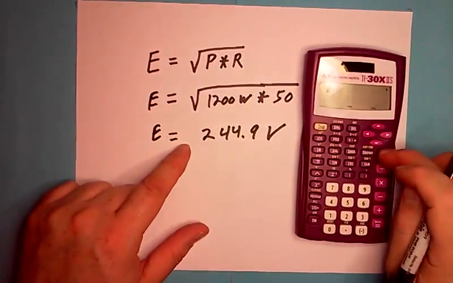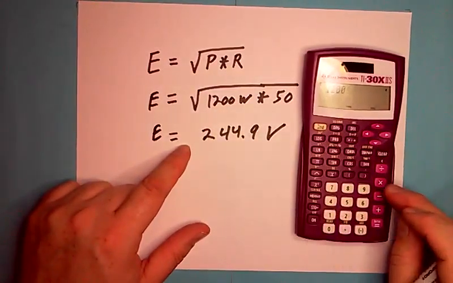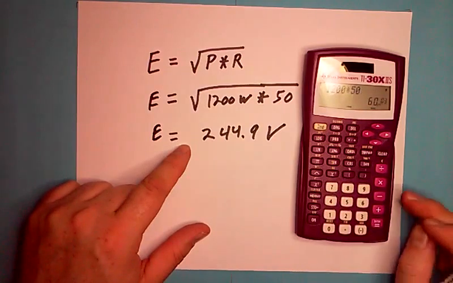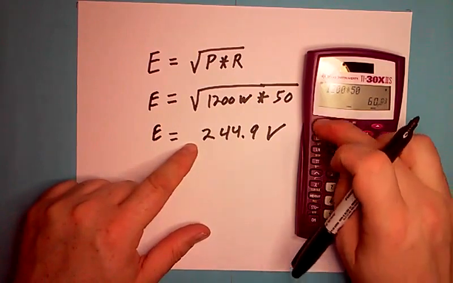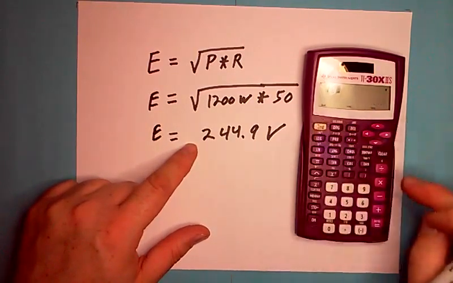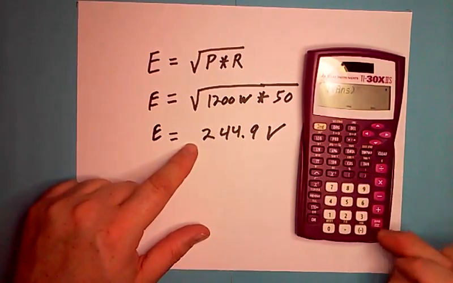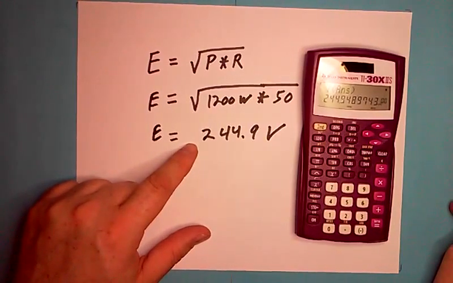All right, did everyone see that? So I did 1200 watts times 50. That gave me an answer of 60 to the third. Okay, I take my square root of the answer I just got. That gives me 244.